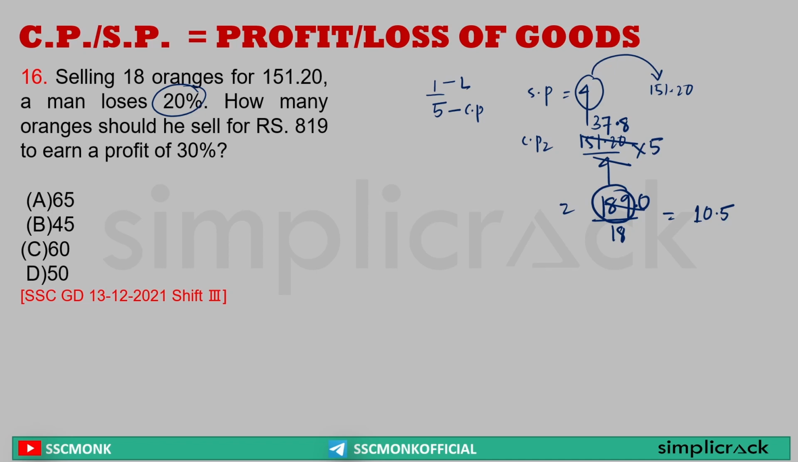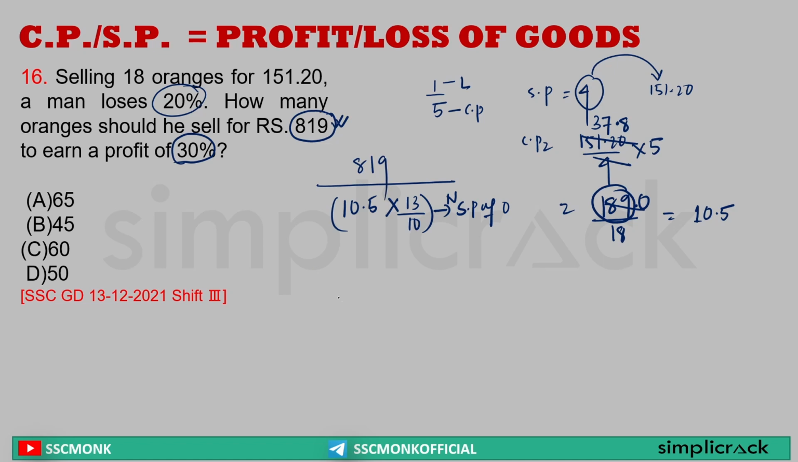Now the particular person wants to sell the oranges at 819 for a profit of 30%. For a profit of 30%. Sir, cost price was 10.5. On this 30% profit, that means 13 by 10 profit is happening. Now this is what? This is now the new sales price of oranges. Now how many rupees is it sold for? Sir, 819. Yes or no?